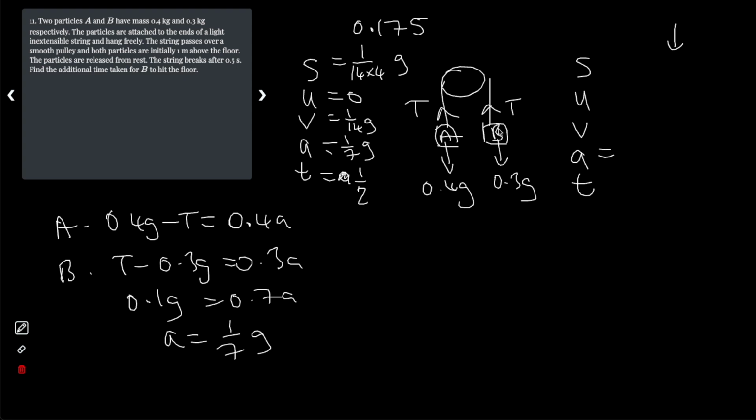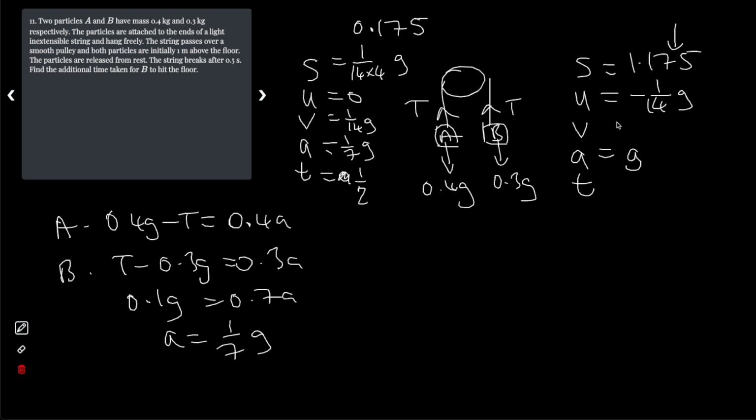So after the break, B is just in free fall. There's no other forces on it. So a equals g. And u, the initial velocity of B, is just the final velocity as the string is breaking. And B is going up, so this is going to be negative 1 over 14 g. And the total distance it needs to travel is the original 1 meter plus this extra, 1.175.